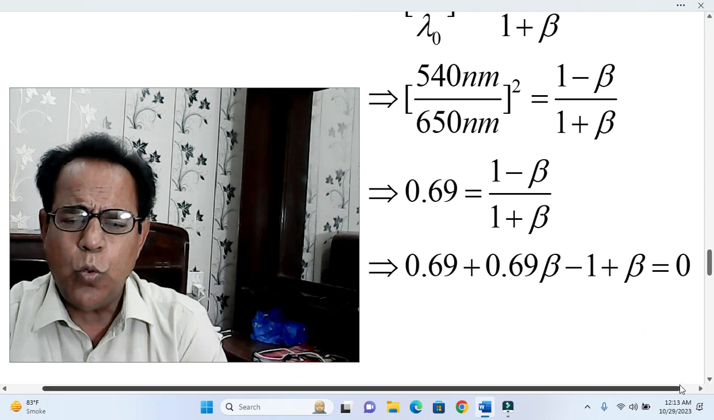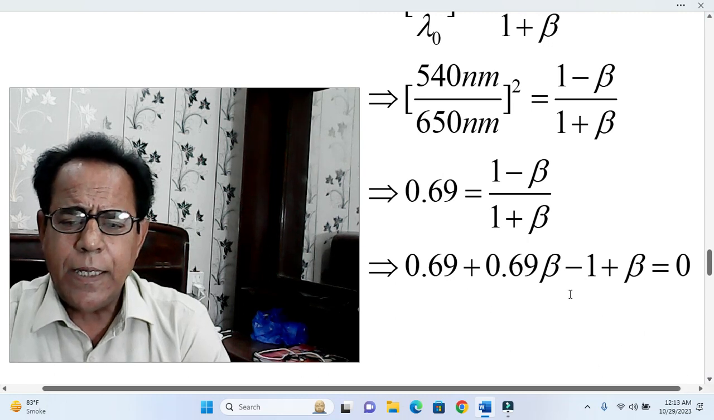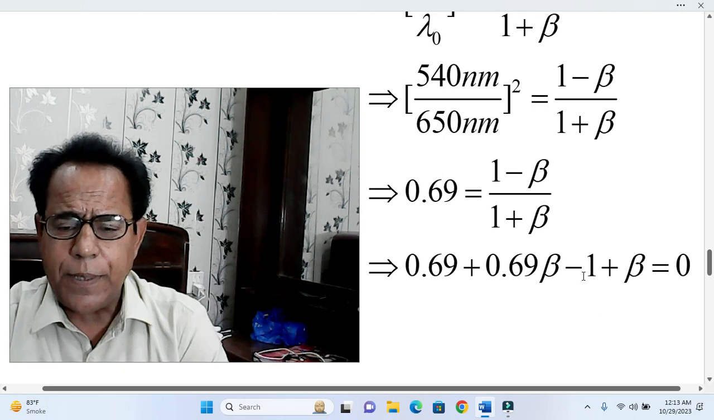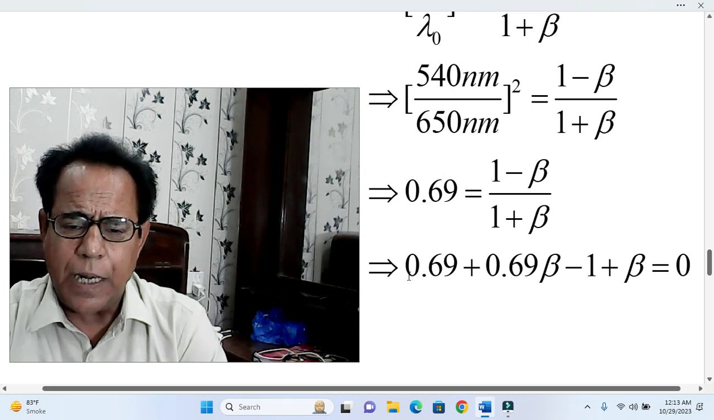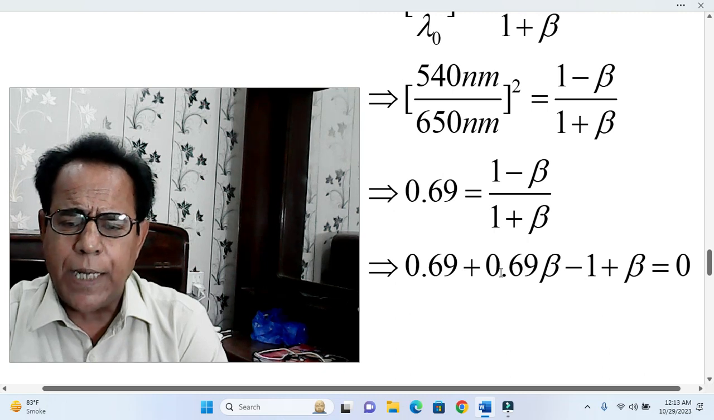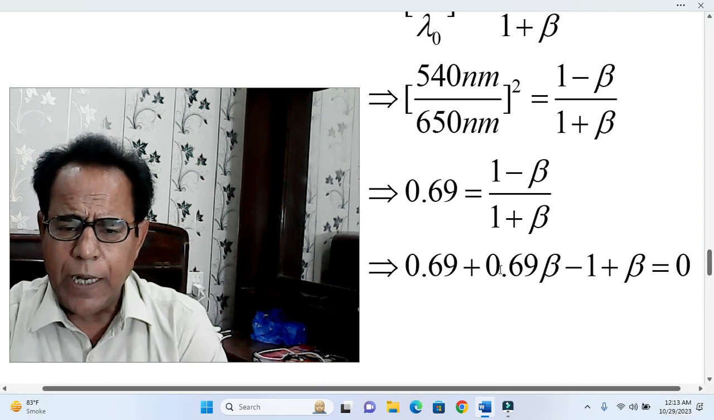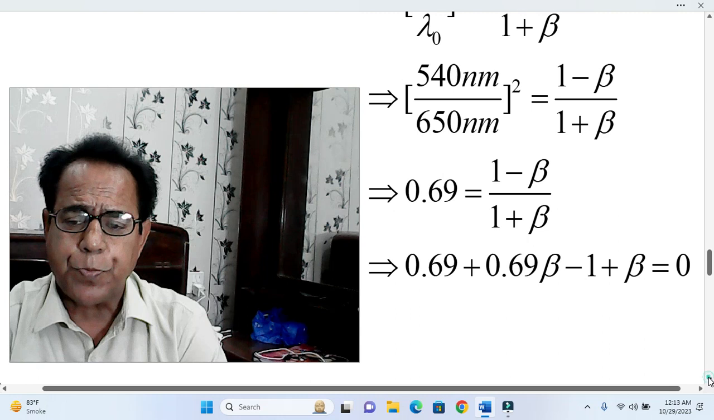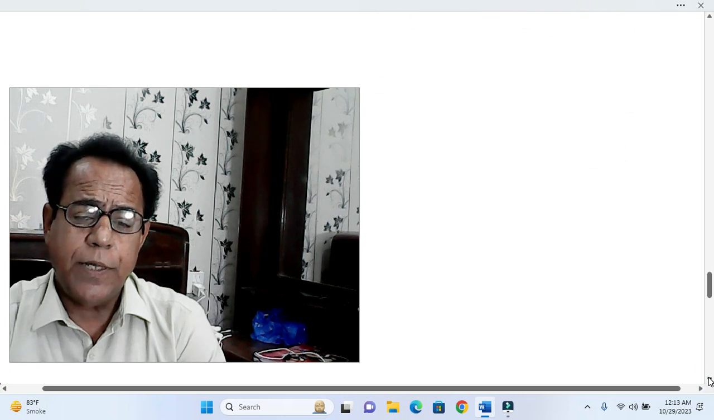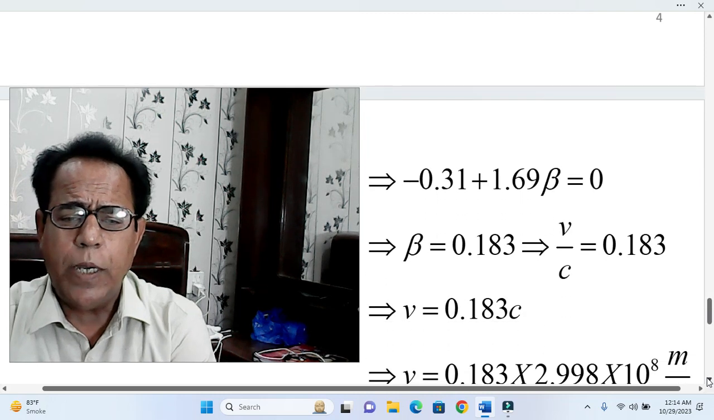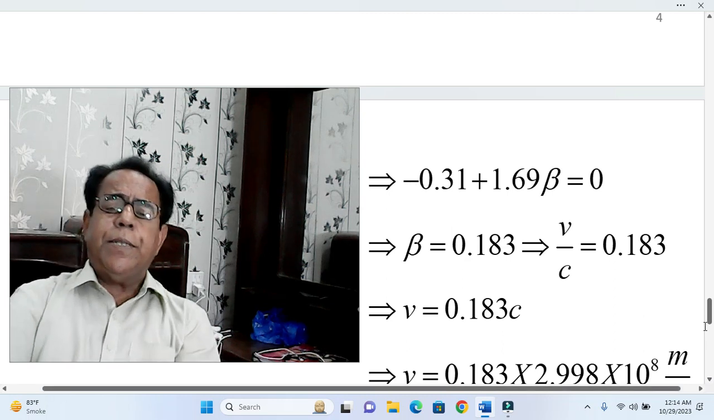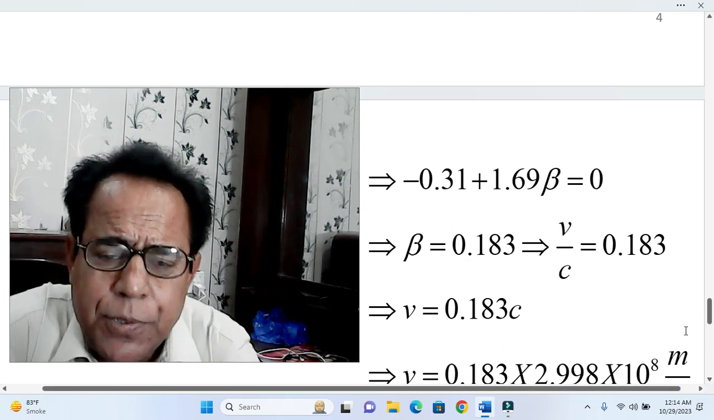So in the next step, 0.69 will be subtracted from 1, and the minus sign will dominate because this is the bigger value and this is the smaller value, and these two beta related values will be added. So it will become 1 plus 0.69 beta. After simplification we will get minus 0.31 plus 1.69 beta equal to 0. This implies that beta becomes equal to this.